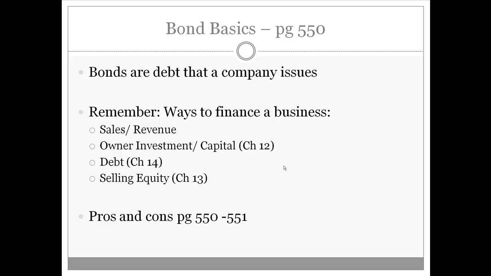If you remember in Chapter 13, we talked about ways to finance a business. You finance it through sales or revenue. You raise it through owner investment, otherwise known as the owner capital account in Chapter 12. Also, you can fund it by debt, which is this chapter, and you can also sell equity, which is stocks. That was Chapter 13. The pros and cons are on pages 550 and 551. Definitely encourage you to check those out.